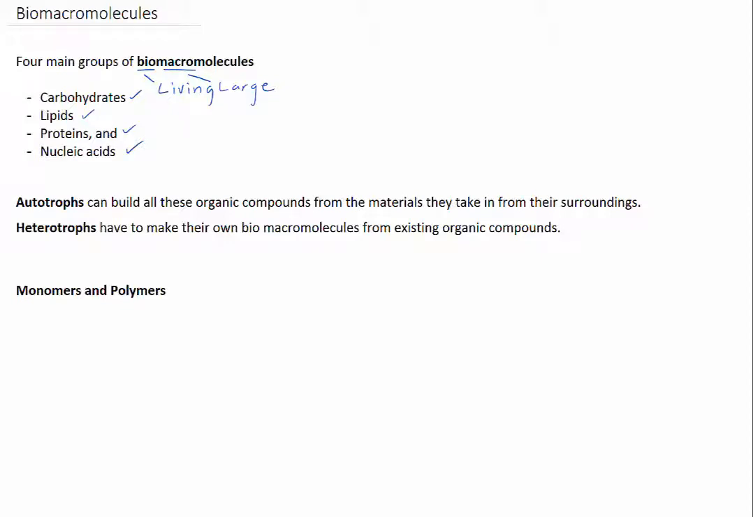Heterotrophs, on the other hand, have to make their own biomacromolecules from existing organic compounds. They take in a range of organic compounds such as protein in their food. They then break these macromolecules down into simpler substances, such as amino acids, in the process of digestion. These are then synthesized or built back into the kinds of organic compounds that are required by the organism.